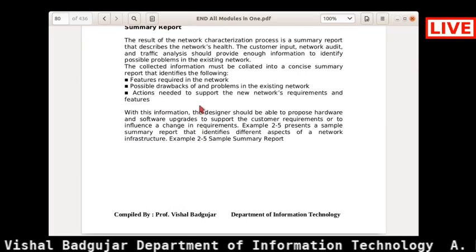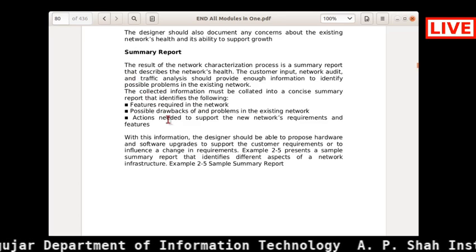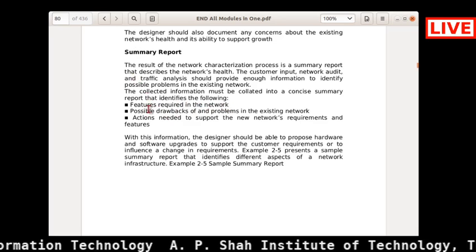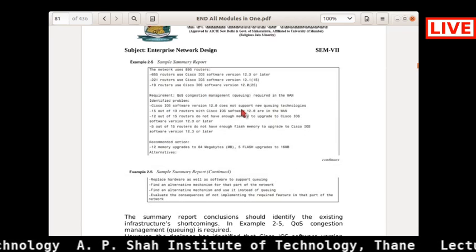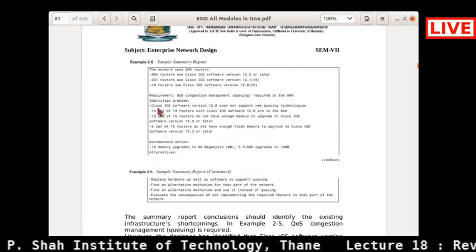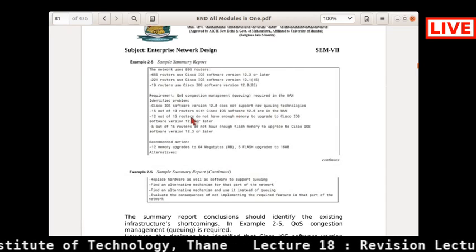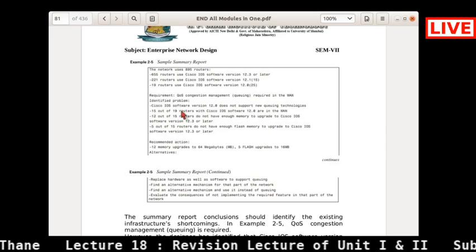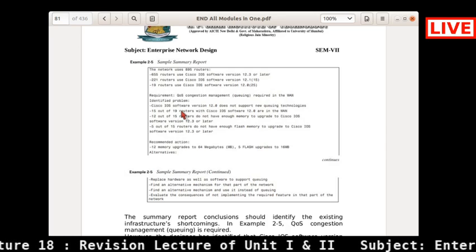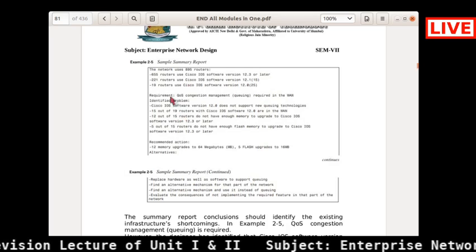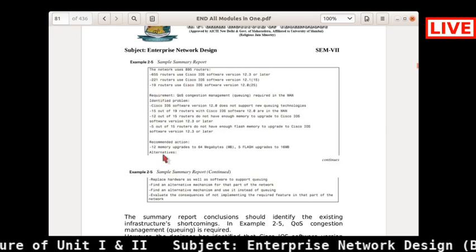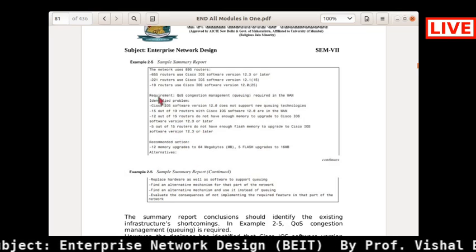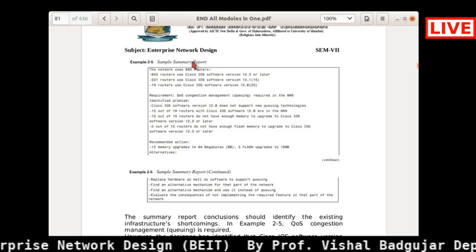So what will be the parts of this particular summary report, right? The features whatever will be required will be there. Then possible drawbacks are there. Then if you see in this particular diagram, a sample of the summary report is given already, right? So what are the different requirements which will be there in the summary report, that also may be a question, right? For example, if you consider this, the requirement is there, identified problem is there, recommended action is there, right? So which of the following is not a part of this particular summary report, that can be a question, right?